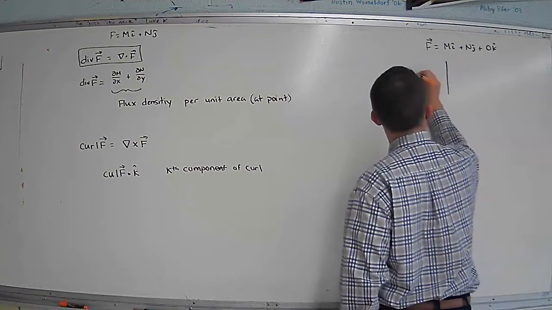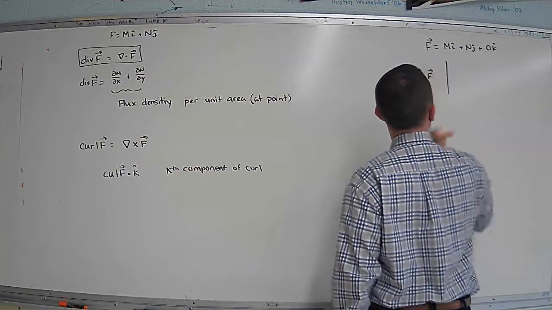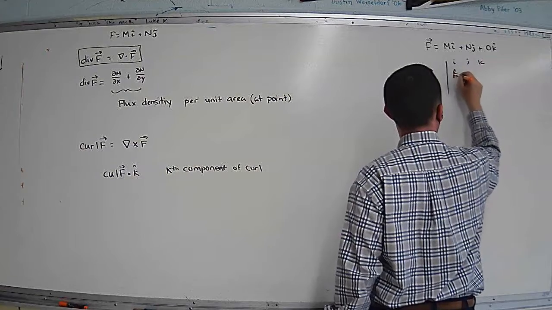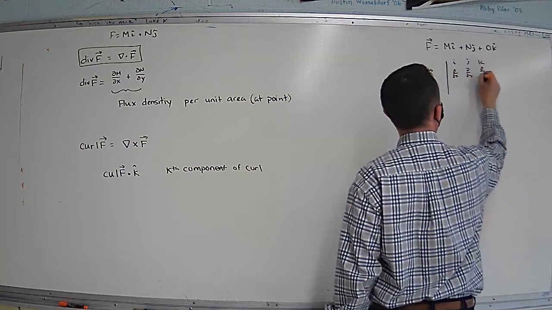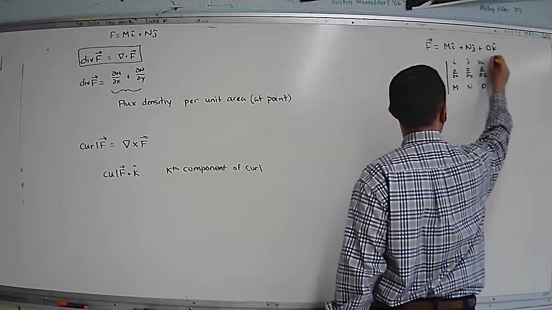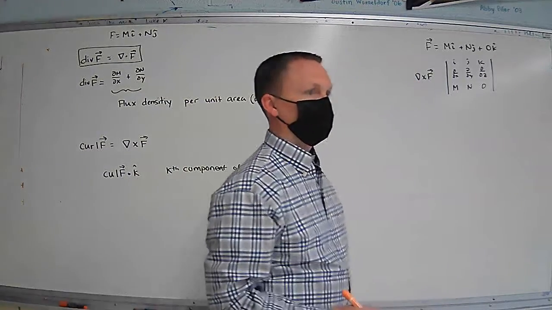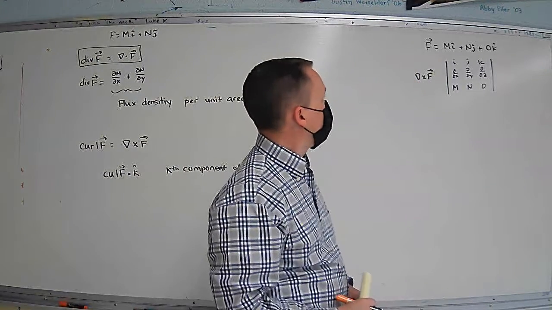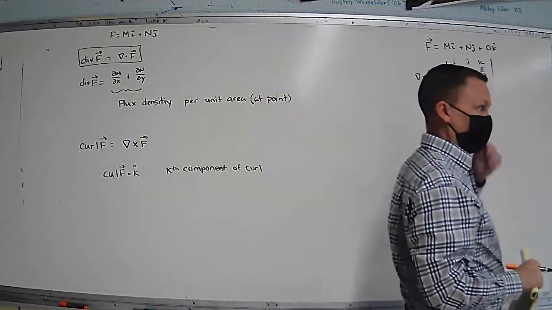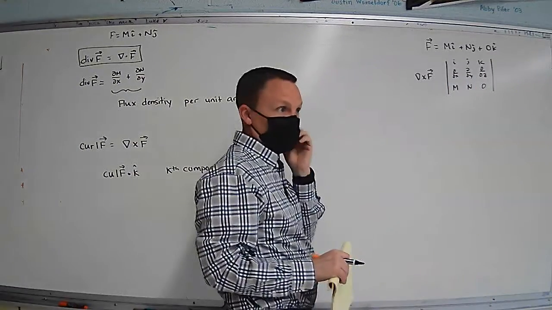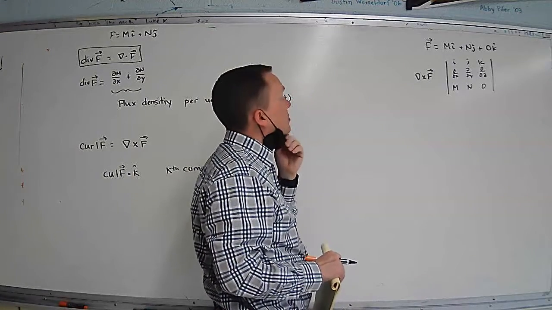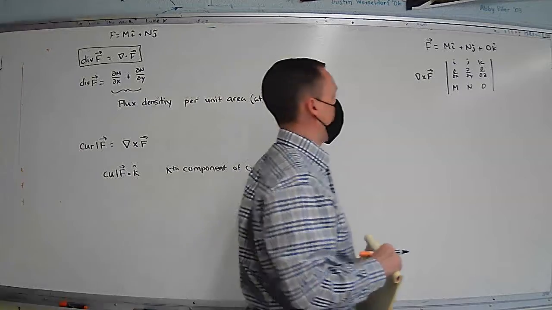If I do del cross F, I'm going to get i, j, k, partial x, partial y, partial z, M, N, 0. That's a 0 because there's no k component if your field is in the plane. Okay, compute that cross product.